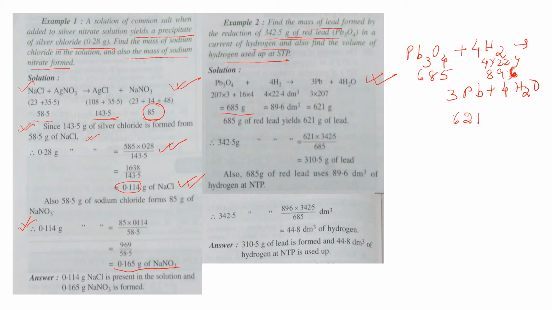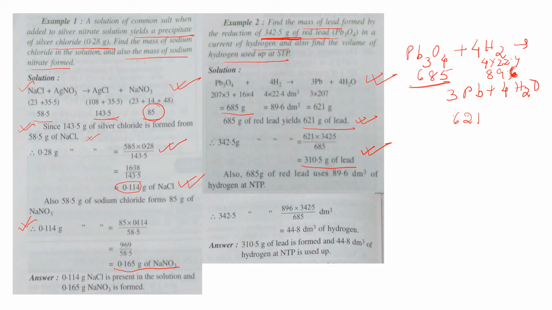Now from here I have to find out the mass of lead formed, and how much red lead I am using, 342.5 gram. This is the information given. So I can use this: 685 gram of lead oxide, that is red lead, Pb3O4, yields 621 gram of lead. So 342.5 gram of red lead, that is Pb3O4, is yielding how much lead?